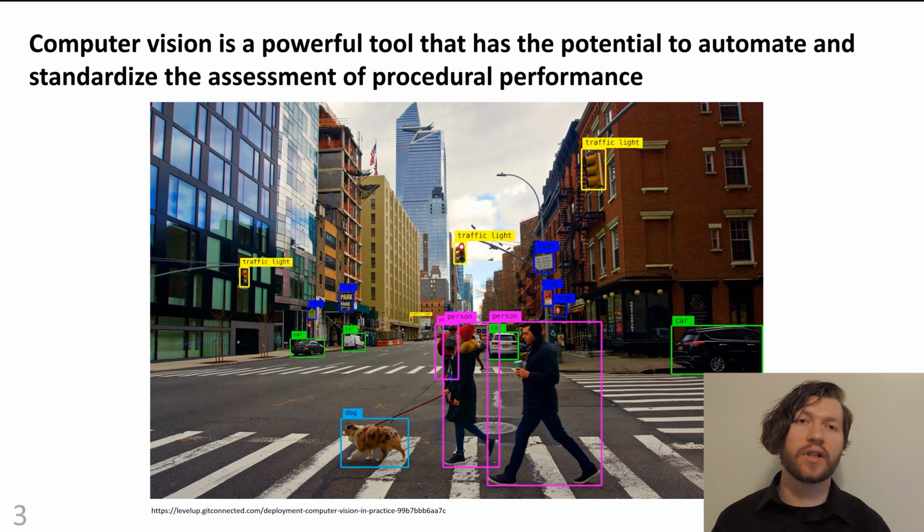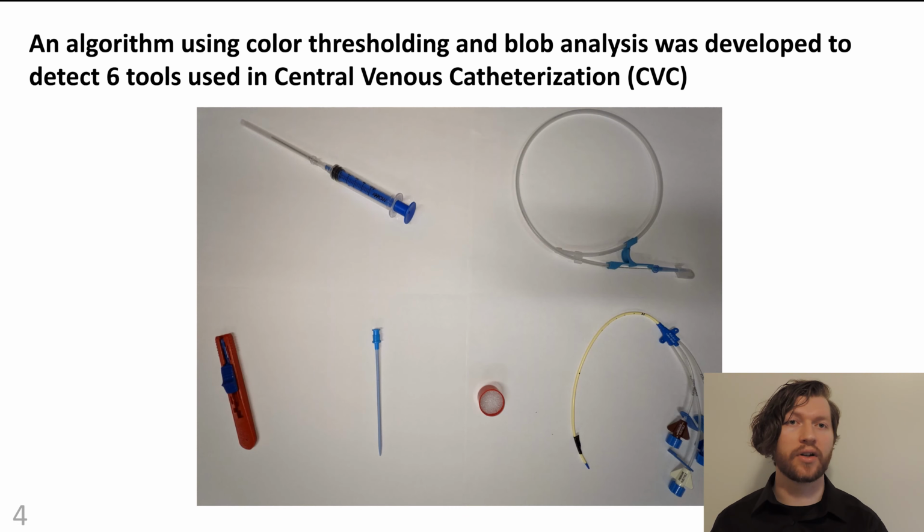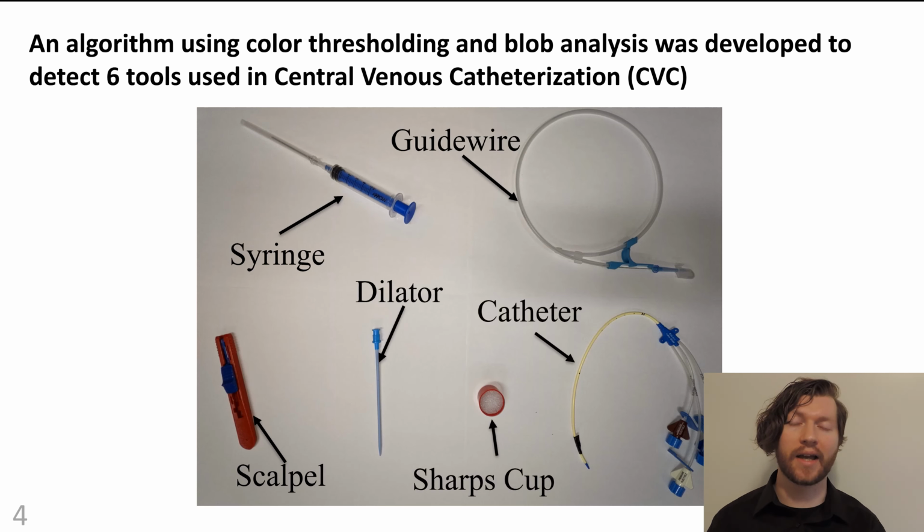To investigate the validity of computer vision as an asset in procedural assessment, we developed and tested a simple algorithm to detect 6 medical tools commonly used in central venous catheterization, also known as CVC. The 6 tools used in this experiment are the syringe, the guide wire, the scalpel, the dilator, the sharps cup, and the catheter. Each tool was placed onto a tray with a monochromatic background.